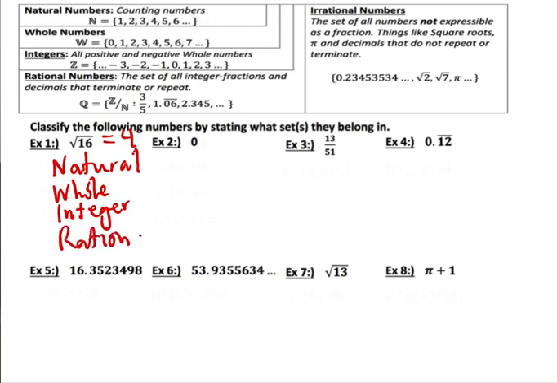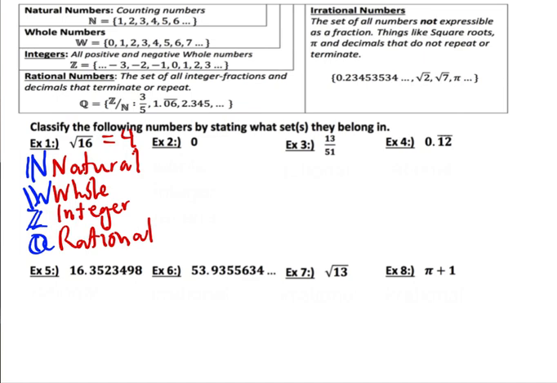Now, we can use those abbreviations from before. I'm going to go ahead and write those here. Remember that the abbreviation for natural is a bolded N. The abbreviation for whole is a bolded W. Integer is a bolded Z. And rational is a bolded Q. And I'll be using those abbreviations on the next problems.